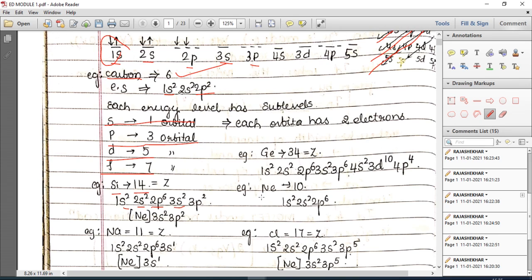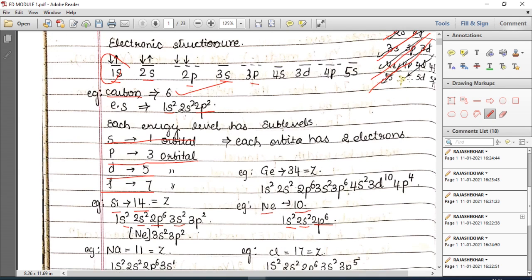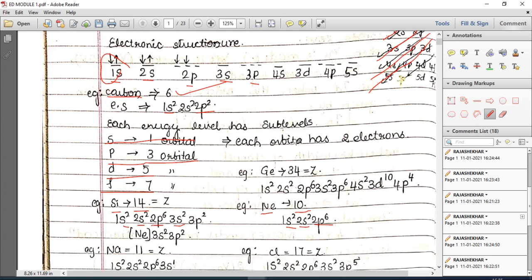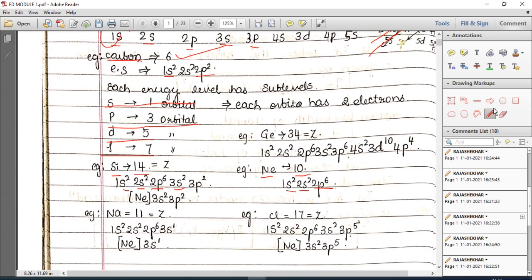If I have given another one like neon, neon has 10 electrons, right? That is the atomic number of neon. Then we can write 1s², 2s² and 2p⁶, total 10 electrons. This 1s, 2s, 2p is selected based on this procedure, which is written here itself. Okay, I hope it is clear for everyone.